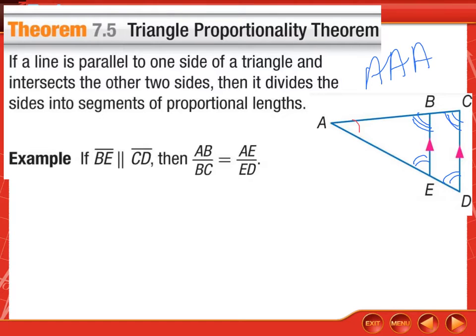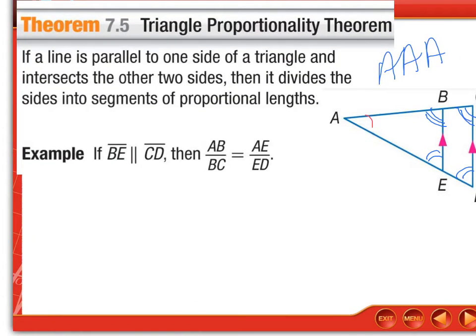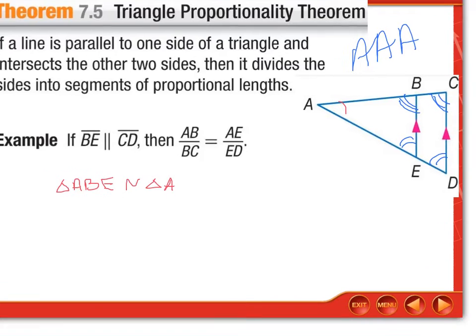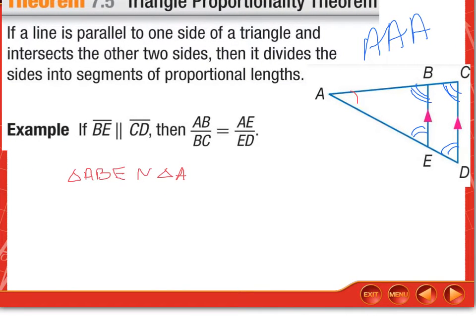Okay, let's write a statement of similarities. So we've got triangle ABE is similar to what's corresponding to A is itself, A. What's corresponding to B is C, and E is corresponding to D. All right, so we can write a proportion on these sides here. AB is to AC as AE is to AD.